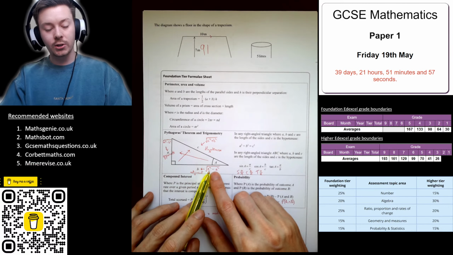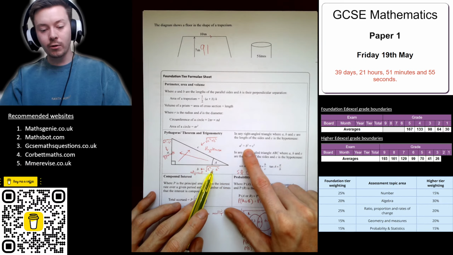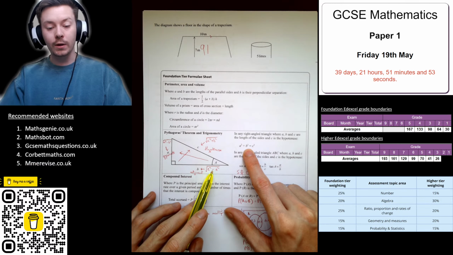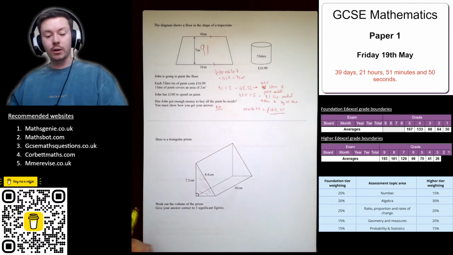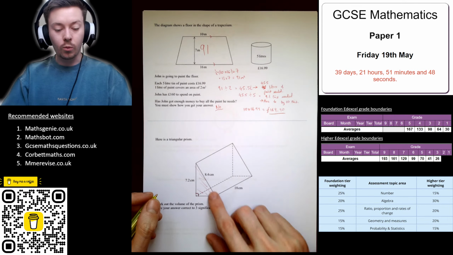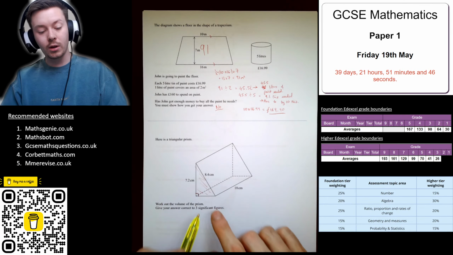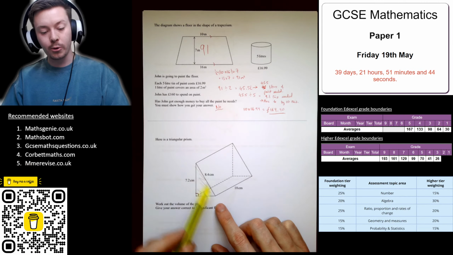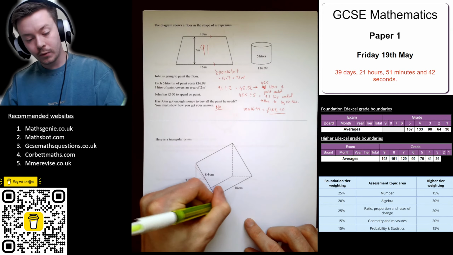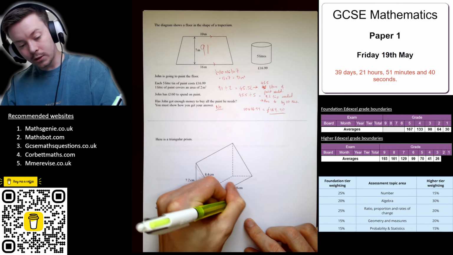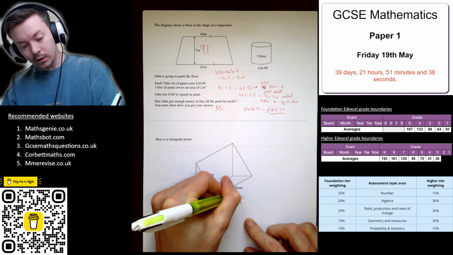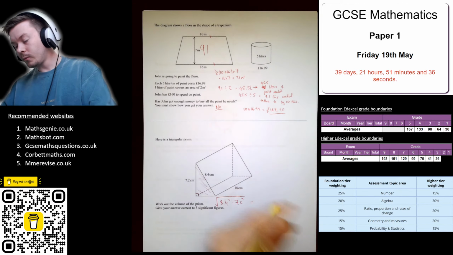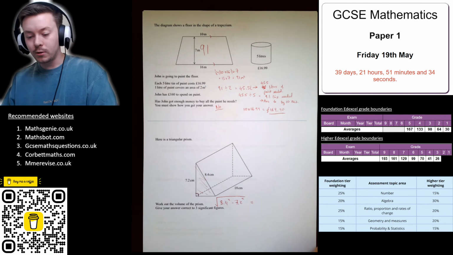So B, I said c squared minus a squared. I've got to rearrange this and then you square root it. So basically you square both sides, take them away from each other and square root it. You only add them if you're working out the hypotenuse, which is the longer side. 8.4 squared, take away 7.2 squared, and then you square root it, and that will give us our answer.